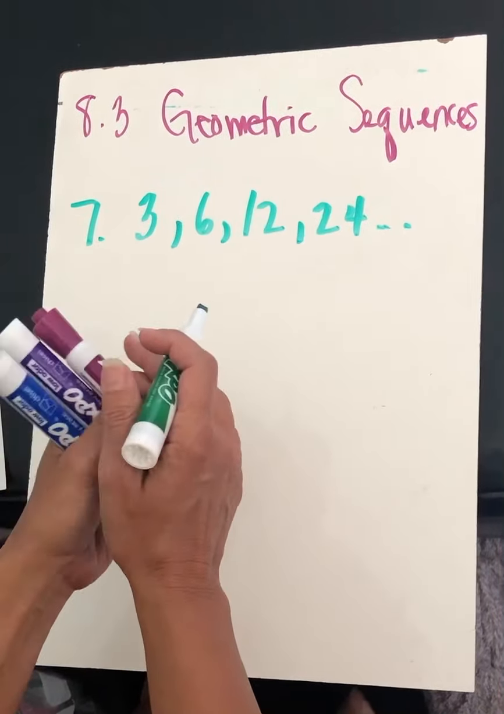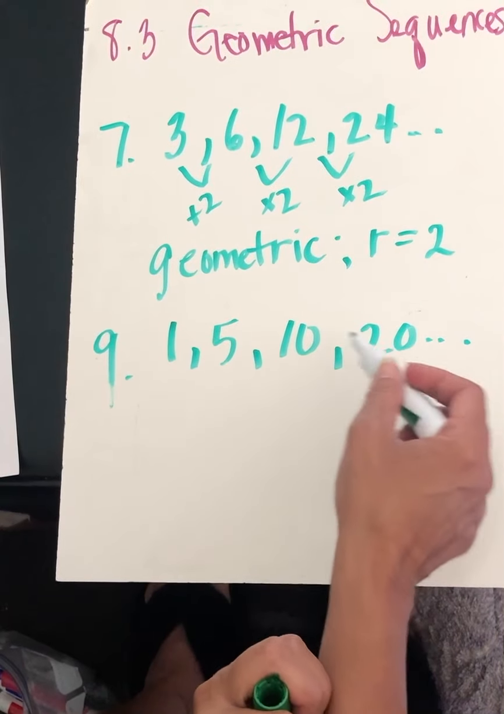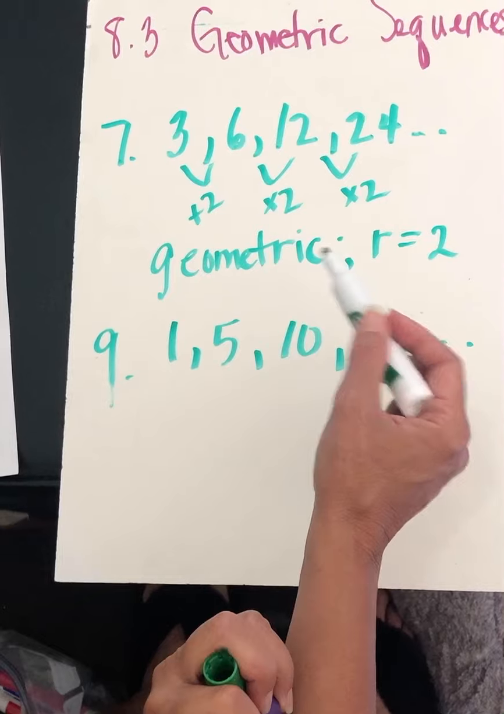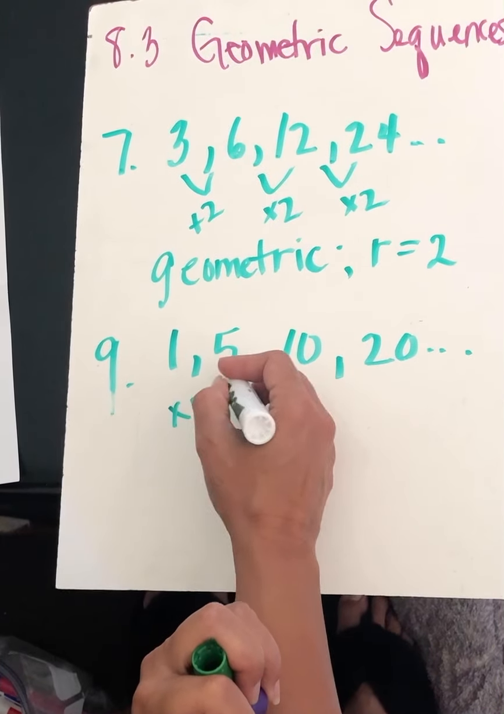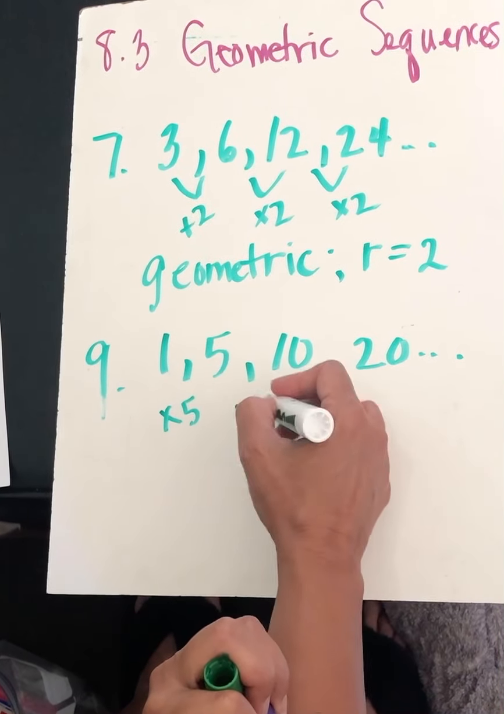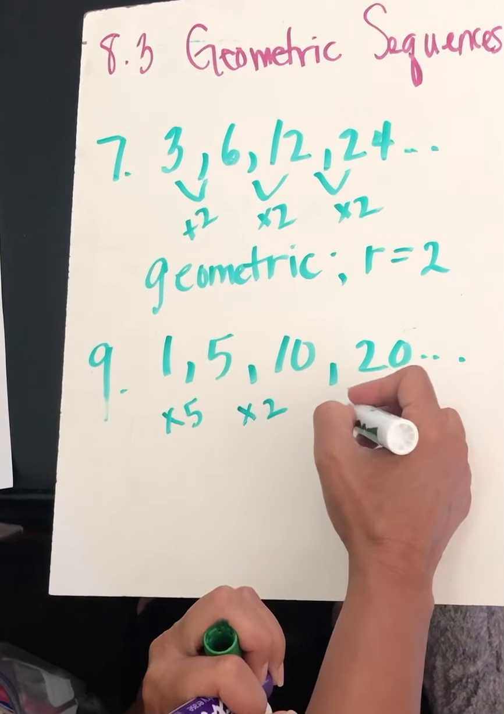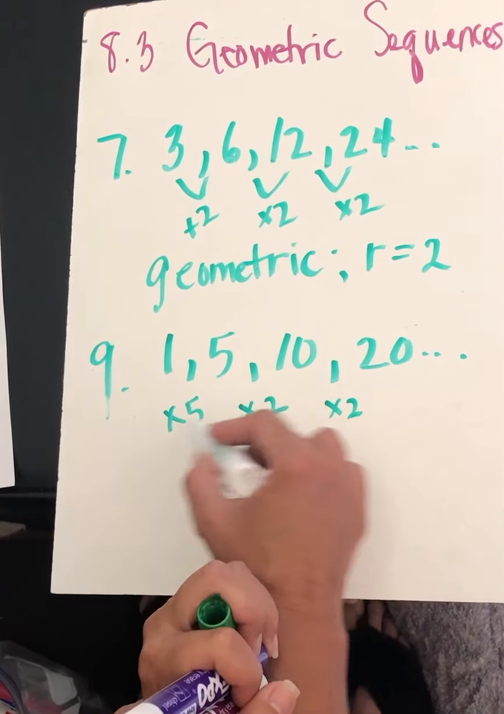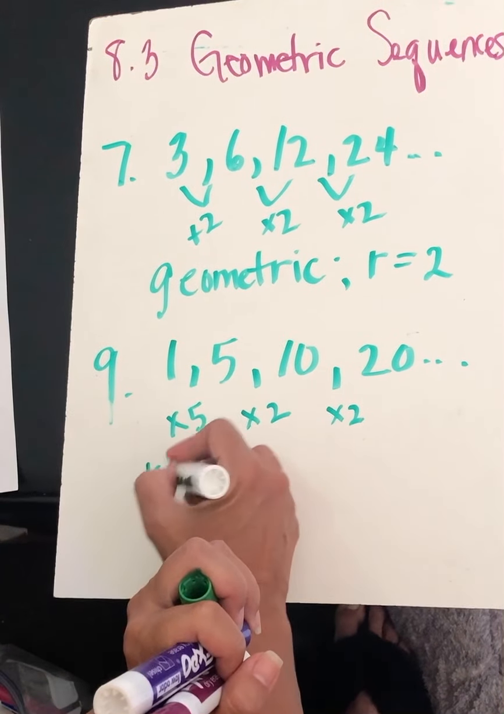Let's look at number 9. On number 9, they give you the sequence of 1, 5, 10, and 20. Again, you have to be able to multiply by a common ratio or the same amount. So from here, 1 times 5 does equal 5, but 5 times 2 would equal 10, and 10 times 2 would equal 20. So this is not a common amount here, so there is no common ratio, so it is not geometric.